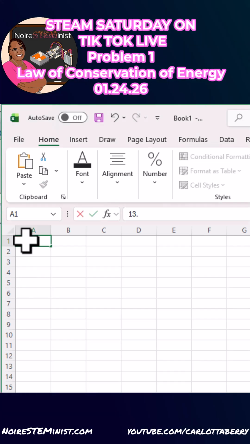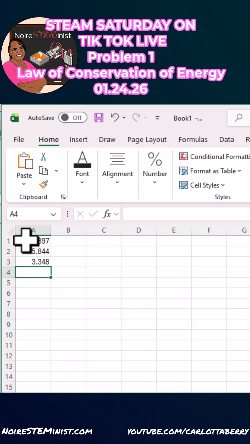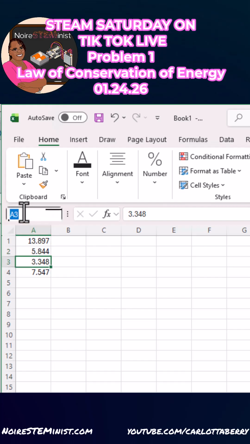This is the continuation of STEAM Saturday, problem 1, where we use the law of conservation of energy to confirm that our answers were correct. So first I'm defining V1 to be 13.897 volts, V2 to be 5.844 volts, V3 to be 3.348 volts, and V4 to equal 7.547 volts.